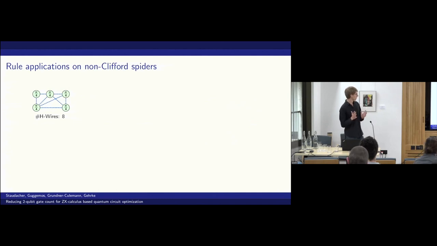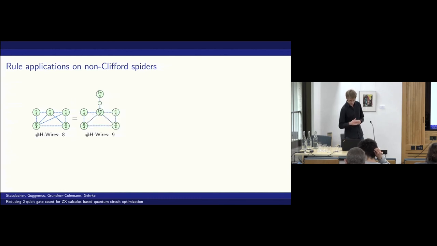And next, I also looked at how we can use local complementation and pivoting on non-Clifford spiders, because that would in some cases also help us to further decrease the Hadamard wire count. This can be done in the following way. We simply unfuse, so here we want to apply local complementation on the middle interior spider.